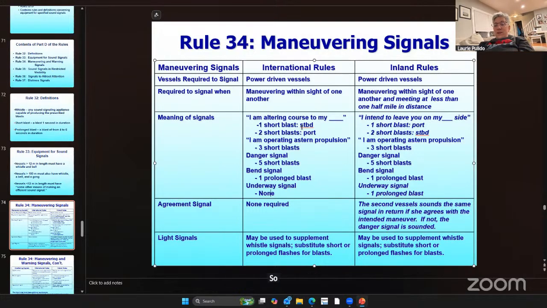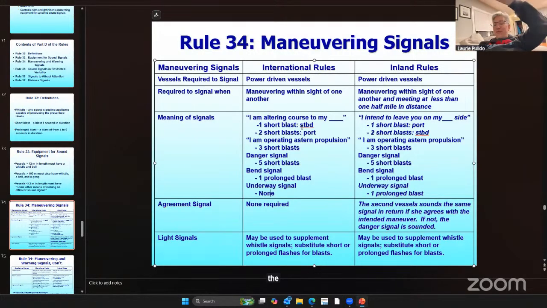In the first sentence, it's saying, I'm altering my course to my, and then you would choose the word next to short blast. If you said starboard, it would be one short blast. That is the same thing, the way you're moving the boat, as I intend to leave you on my port side. Does that help, Colin? I don't know if that helps, but yeah, now I see what you're saying.